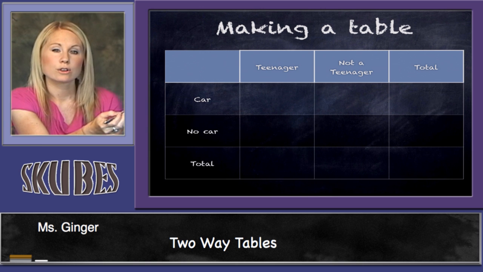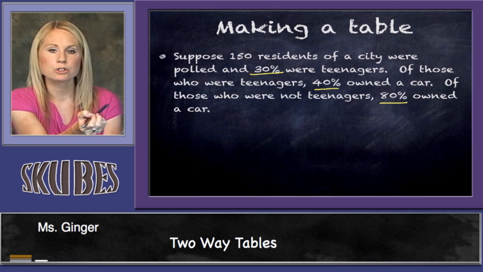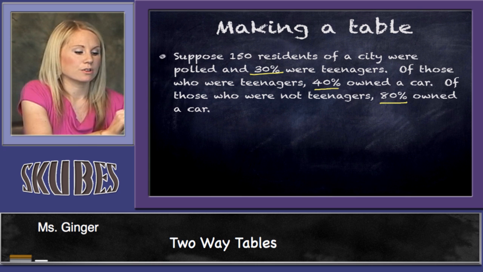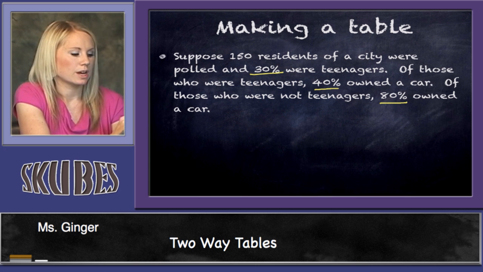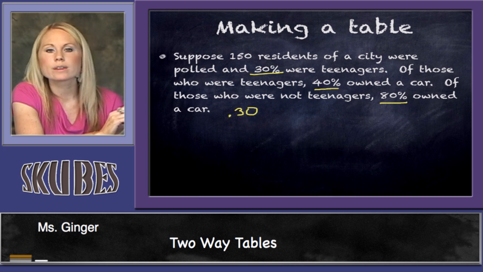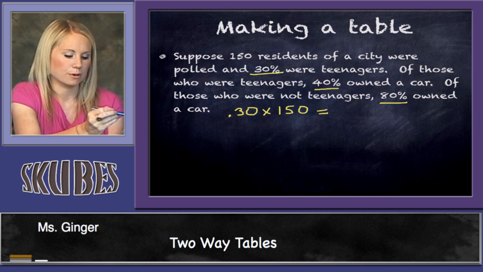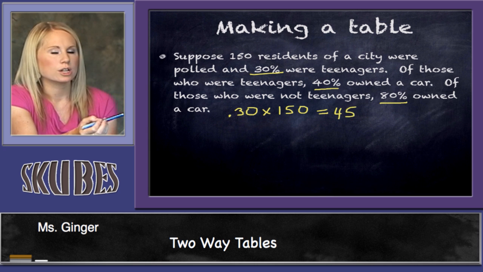So to find your exact amount from percentage information like this, you're going to multiply the percent by the total. For instance, if you need to know the amount of people that were teenagers, which we do to fill out our table, we know that it was 30%, so we're going to take 0.30 and multiply it by the total amount of people to get that number. That's going to give us 45. So we know 45 people were teenagers.